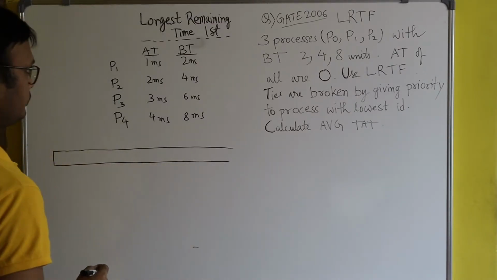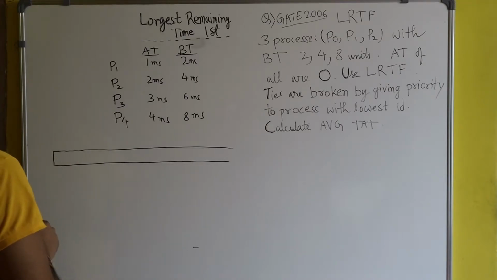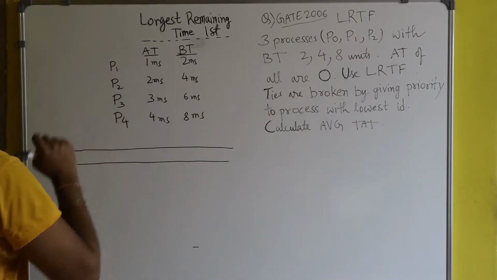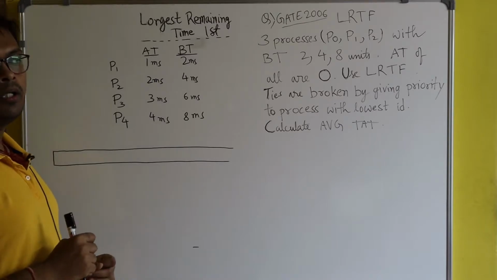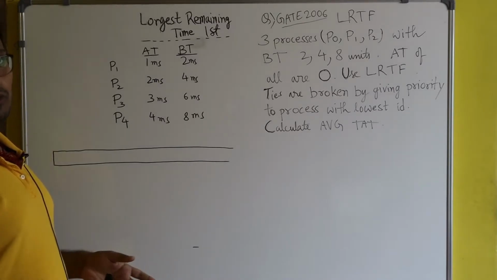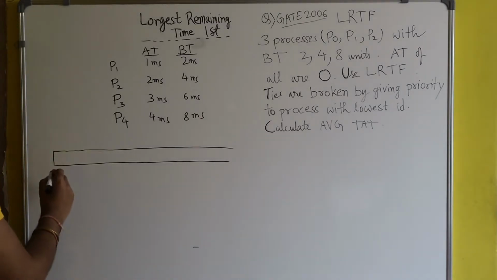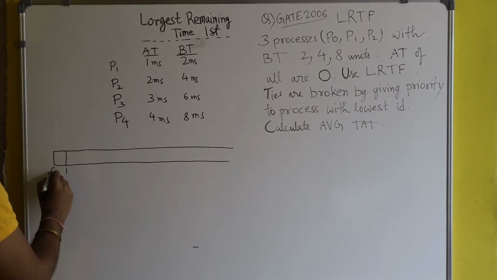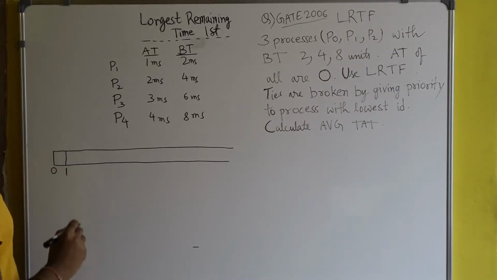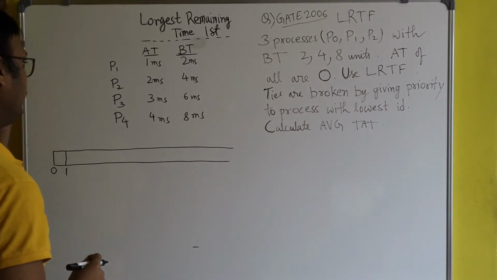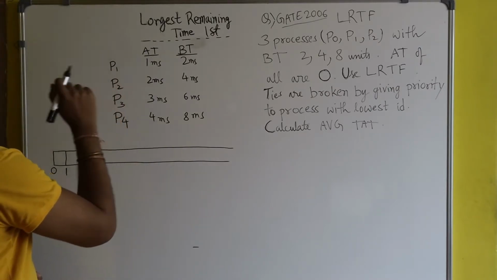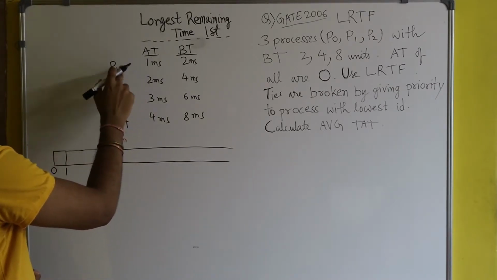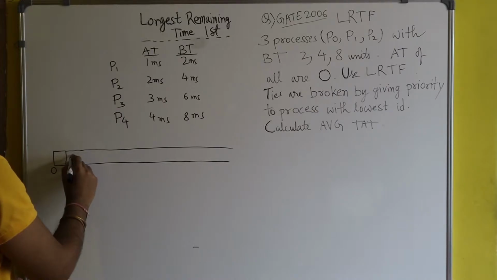You see, the arrival time of process P1 is 1 millisecond. It means at 0 millisecond, none of the processes have arrived. So from 0 to 1, there is no process in the ready queue. Now at 1 millisecond, process P1 is there. So here I will write process P1.